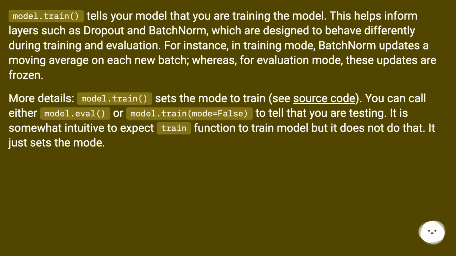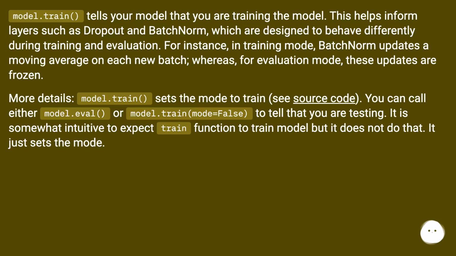Model.train tells your model that you are training the model. This helps inform layers such as dropout and batch norm, which are designed to behave differently during training and evaluation. For instance, in training mode, batch norm updates its moving average on each new batch, whereas in evaluation mode, these updates are frozen.